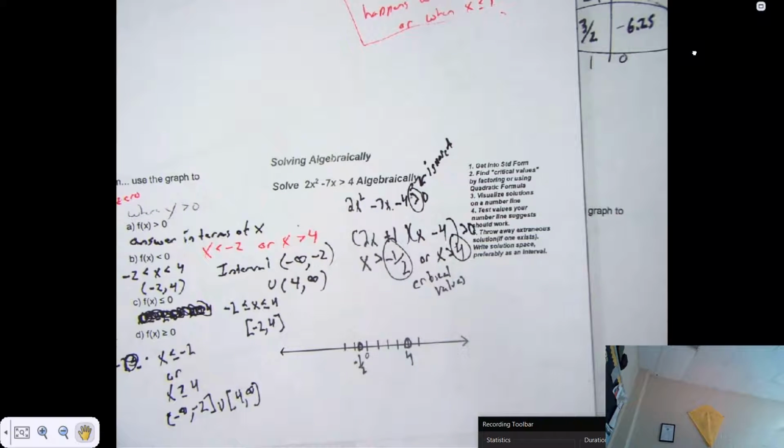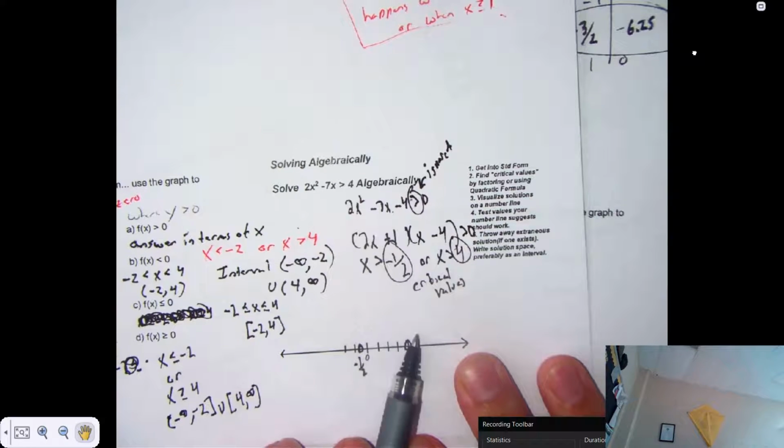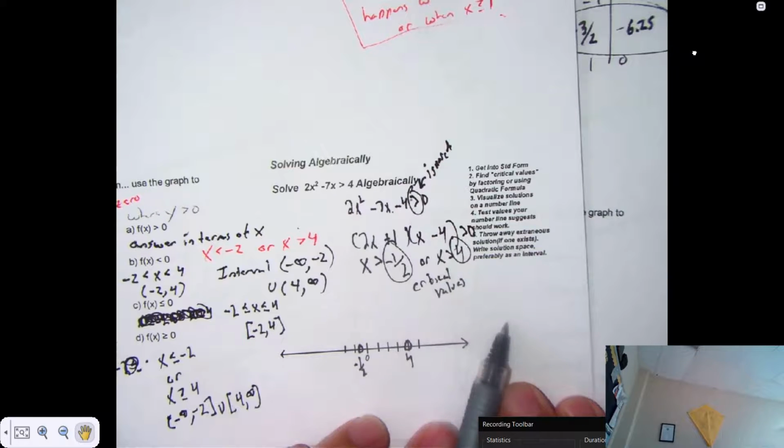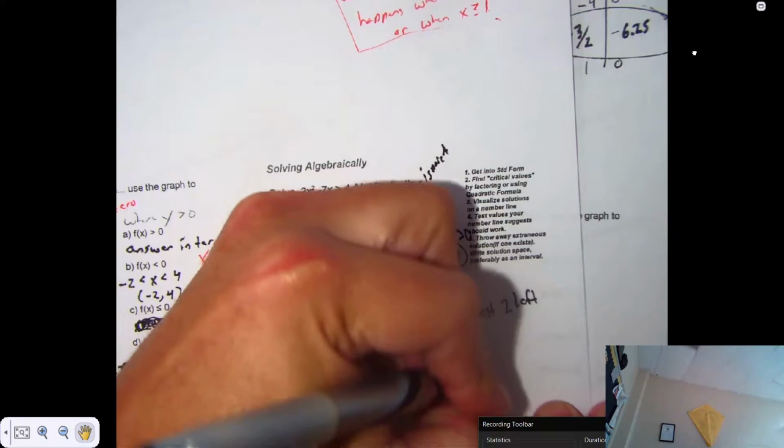Now I talk about testing around. See, the answer to this could be left of negative 1/2. It could be between negative 1/2 and 4, or it could be past 4 on the right, because these are inequality answers. They're not just one specific answer. They're inequalities with vast ranges of choices. So we have to test around these things. What we do is we test to the left, we test in the middle, and we test to the right.